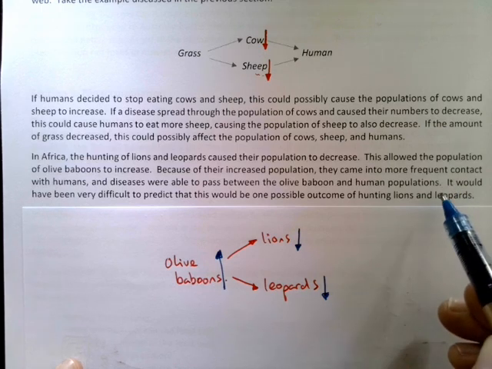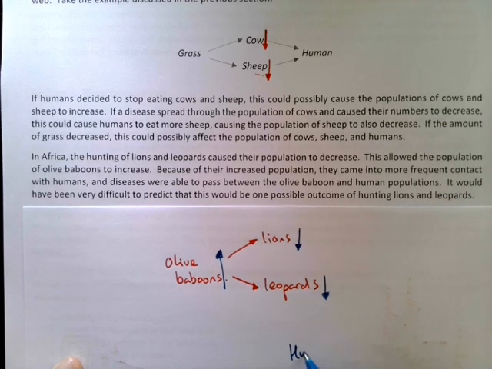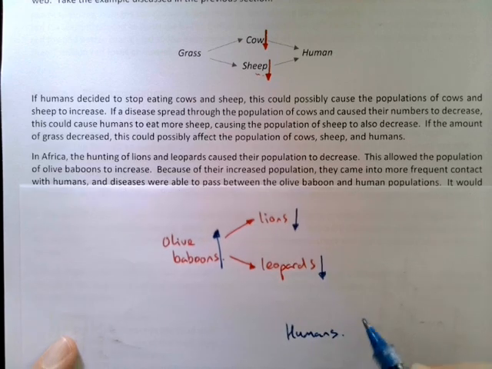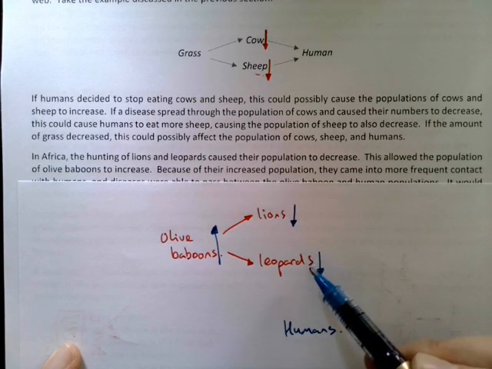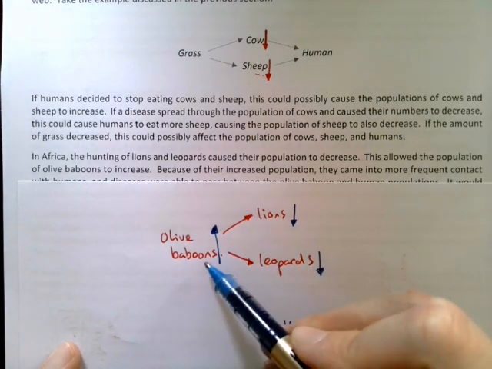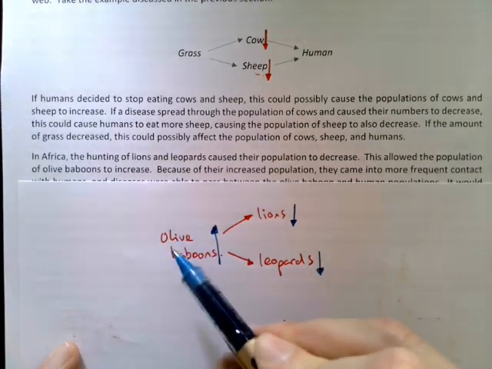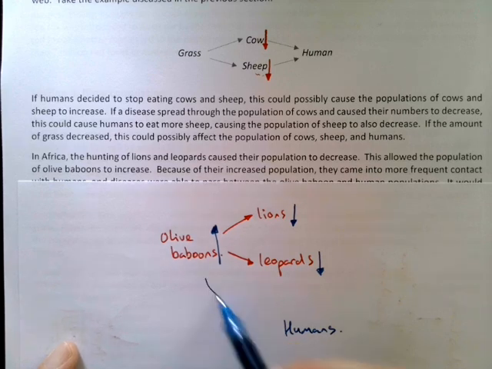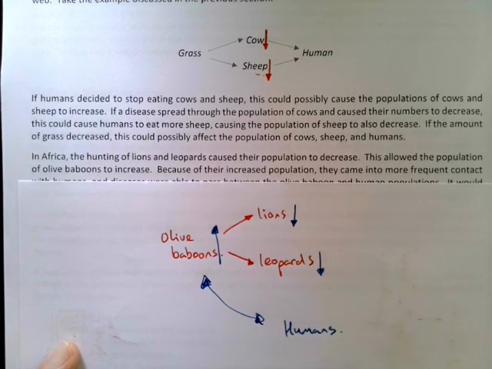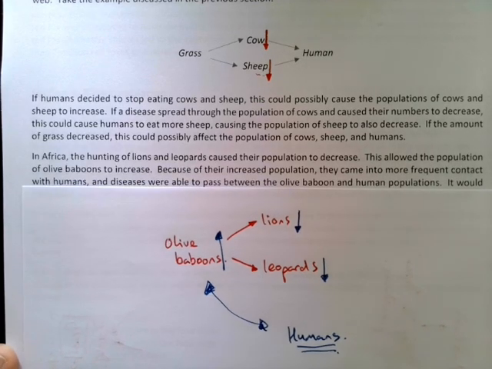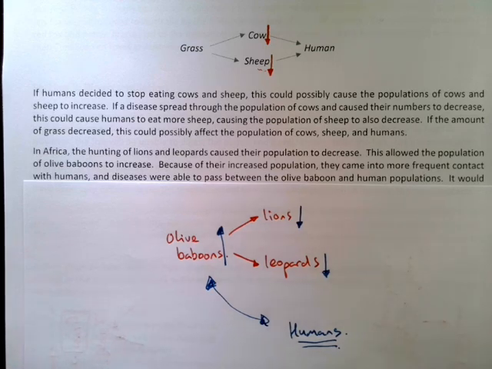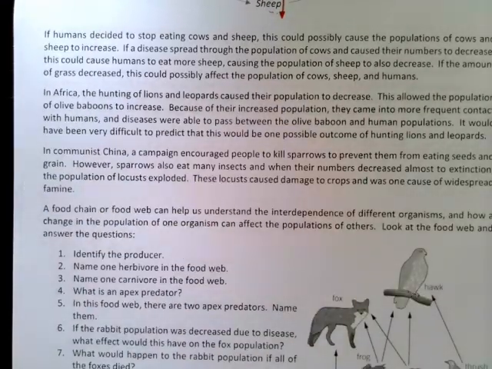Now, imagine humans here, and all they want to do is hunt lions and leopards. They think hunting lions and leopards is fun. But what happens is they hunt the lions and leopards, the population of olive baboons goes up, there's more interaction between humans and olive baboons, and the transfer of disease between the two. There's no way that humans could have predicted that. I mean, maybe they could have, but it's unlikely. So you need to be really careful about what you do to a food chain. Now, there's another example here.